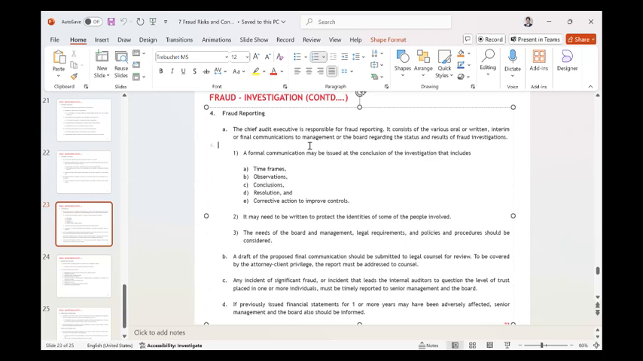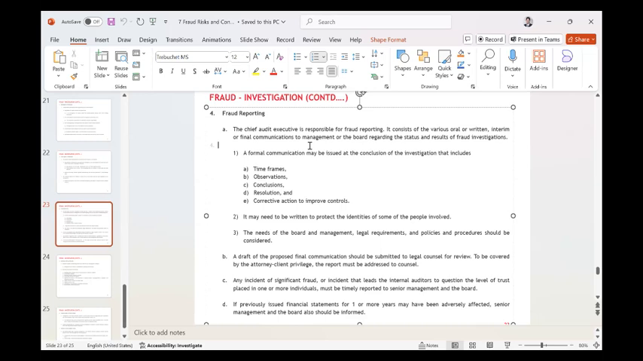It may be written to protect the identity of some of the people involved, or generally a forensic audit report is confidential in nature, and you have to mention who is involved. The needs of the board and the management, legal requirements, policies, procedures should be considered. So when you speak to the lawyers, they may want certain things incorporated into the report, or they may want answers to certain questions. Non-compliances with policies and procedures of the company.